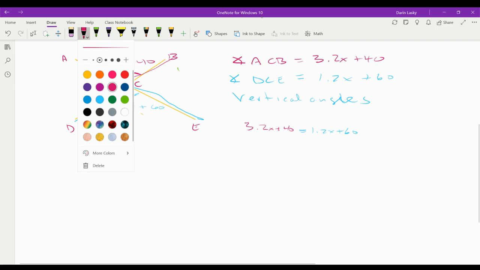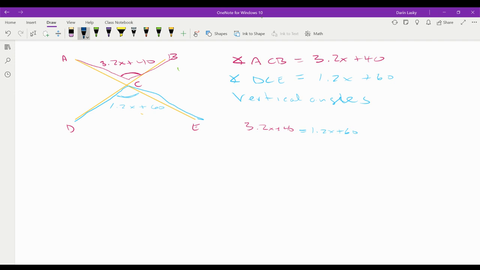So now let's go blue right now. I'm going to move my 1.2 over here, so I'm going to get 3.2x minus 1.2x equals 60. And I'm going to take my plus 40 and move it over here. I'm going to get minus 40. So let's clean this up a little bit. 3.2 minus 1.2 is 2x equals 20. That means x equals 10.